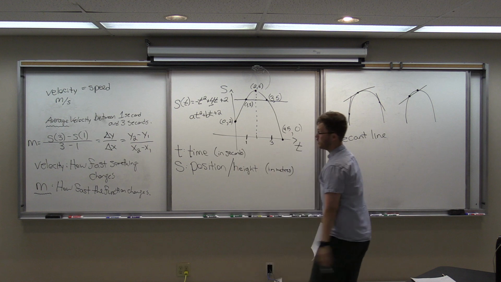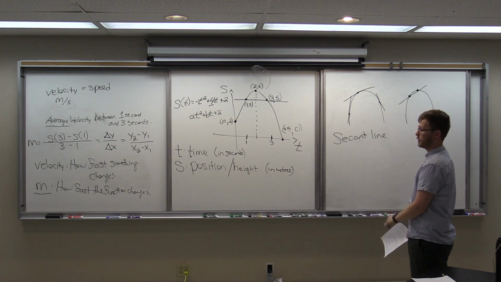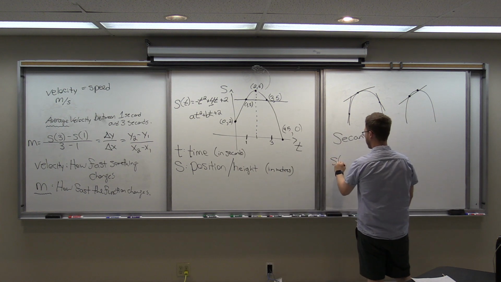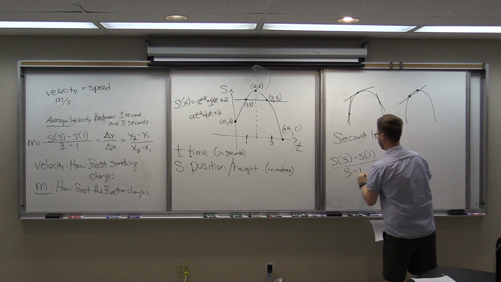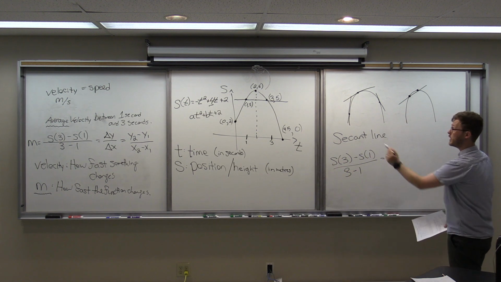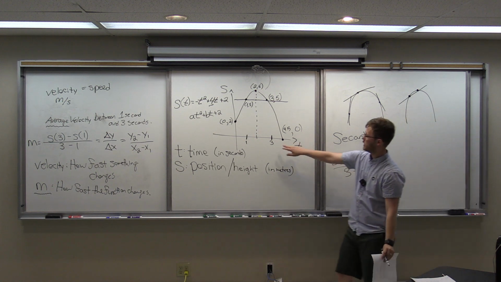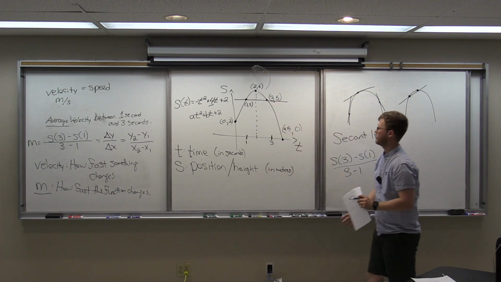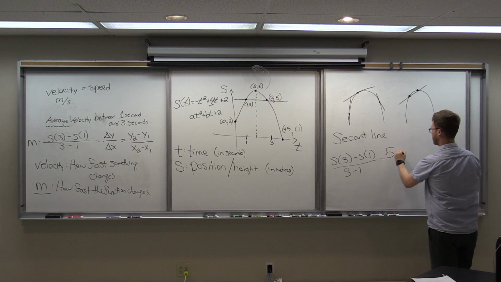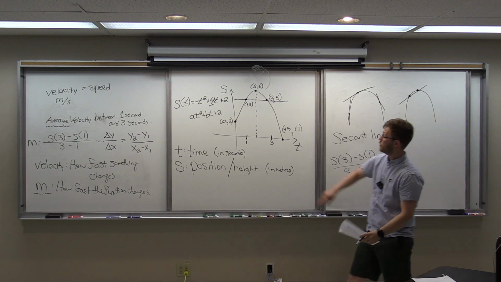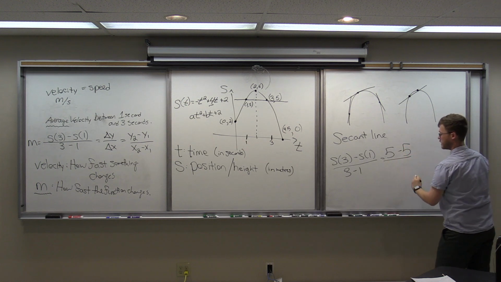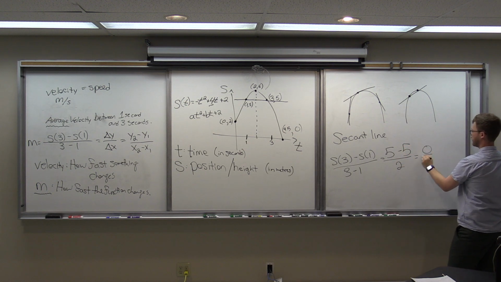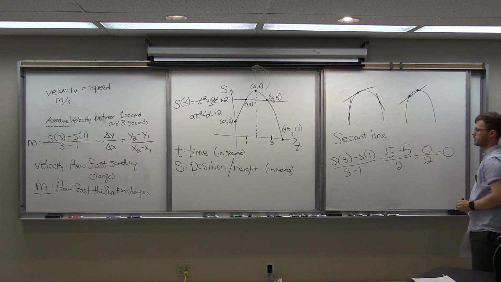Because I can very much calculate s of 3 minus s of 1 divided by 3 minus 1. What happens when I plug in 3 to this function? I get 5. Then I subtract s of 1. S of 1 is 5. Divide that by 2. I get 0 over 2, which is 0.